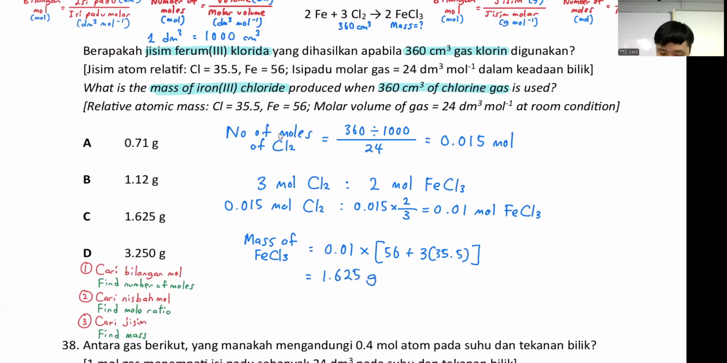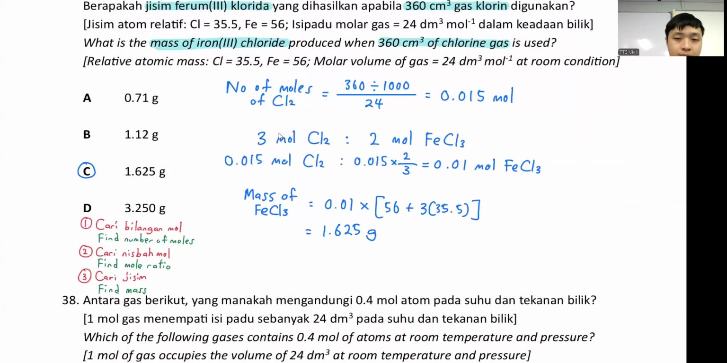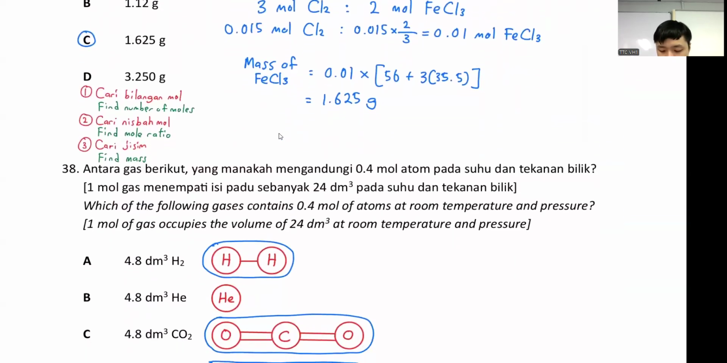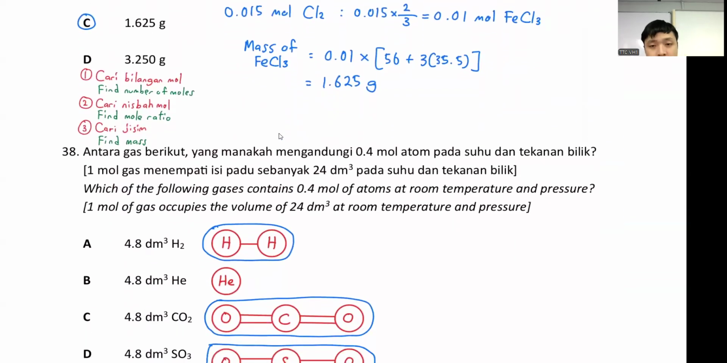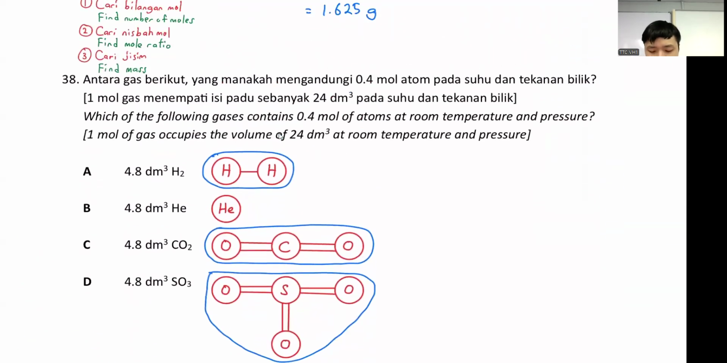1.625 gram. So the answer should be C. Okay. 38. Which of the following gases contain 0.4 mole of atom at room temperature and pressure?